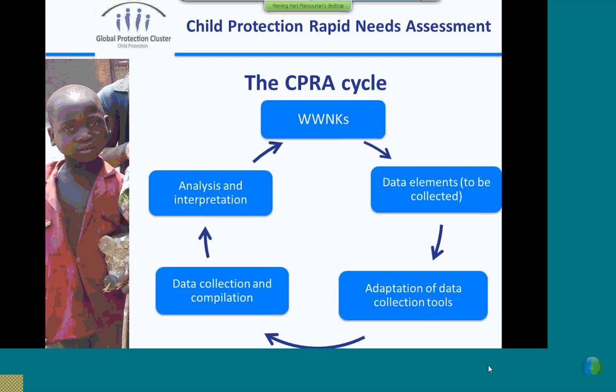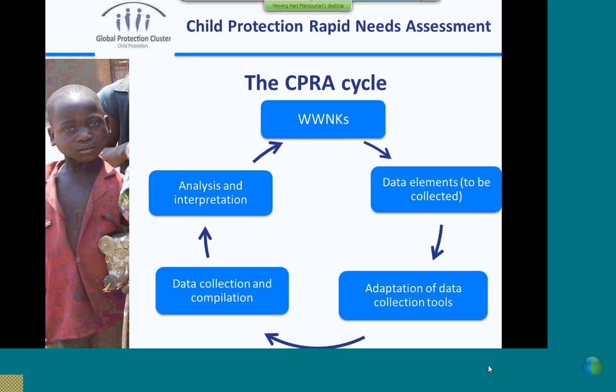So we find out what are the specific things in the area of child protection that we need information on in that particular emergency. In some emergencies, the issue of child recruitment into armed forces and groups is an issue. In some, it's not. In some emergencies, issue of gender-based and sexual violence are major issues. In others, it may not be.